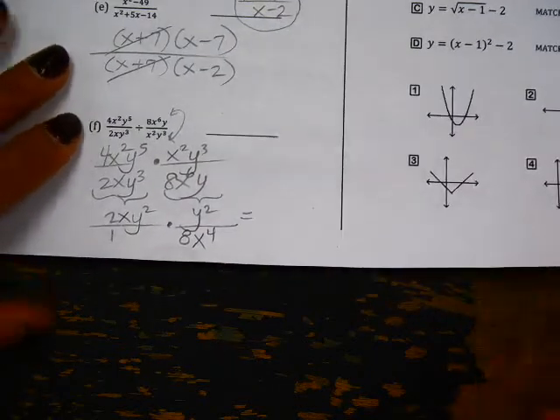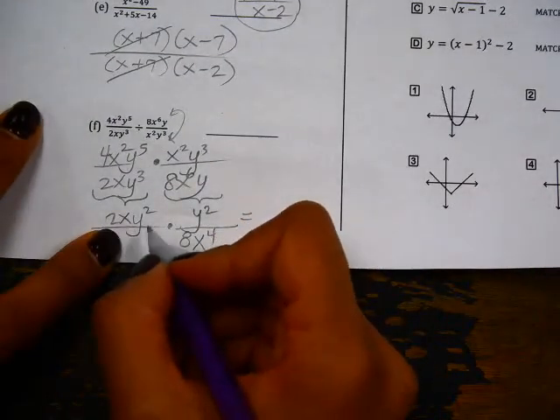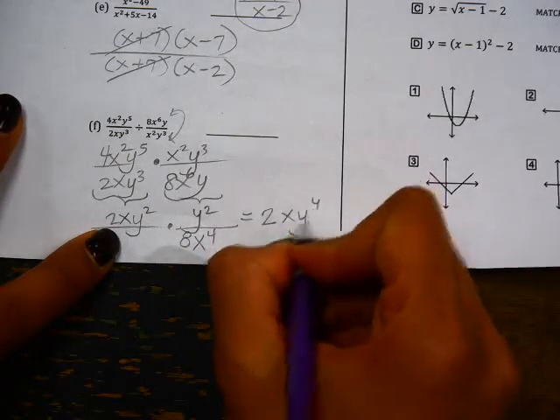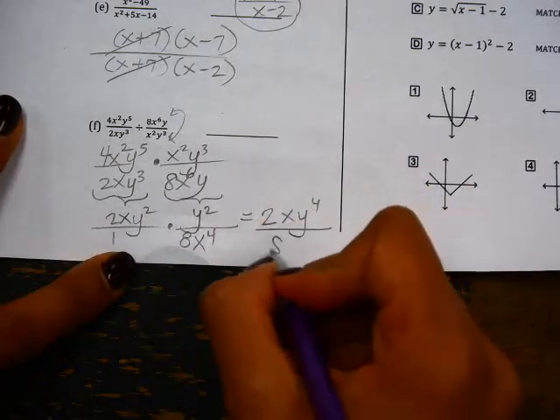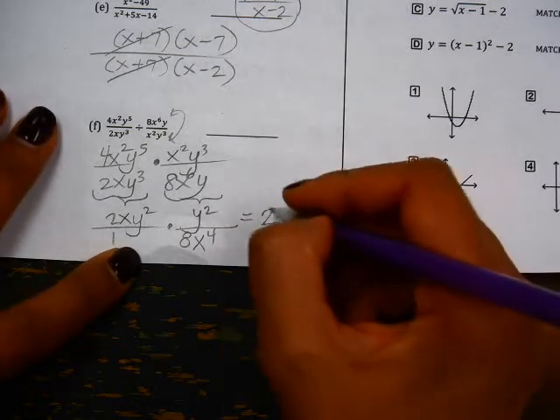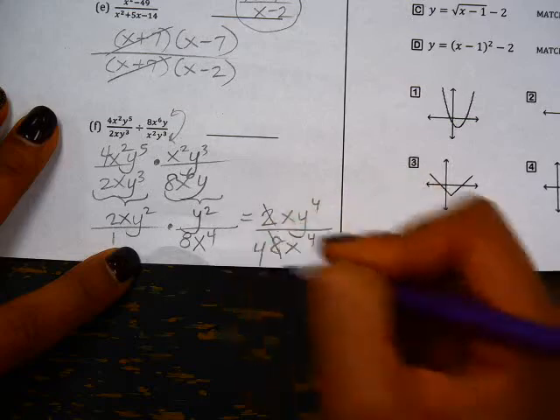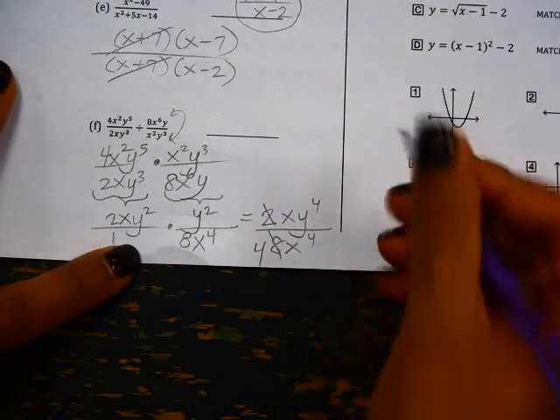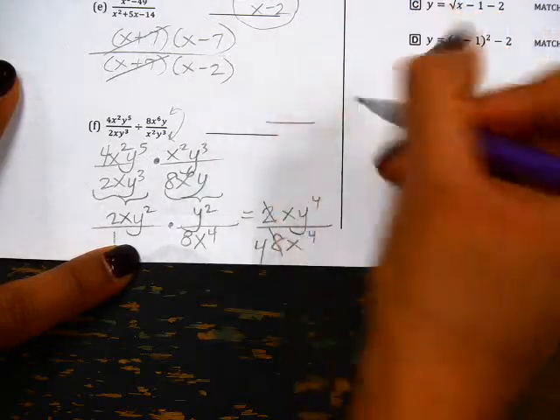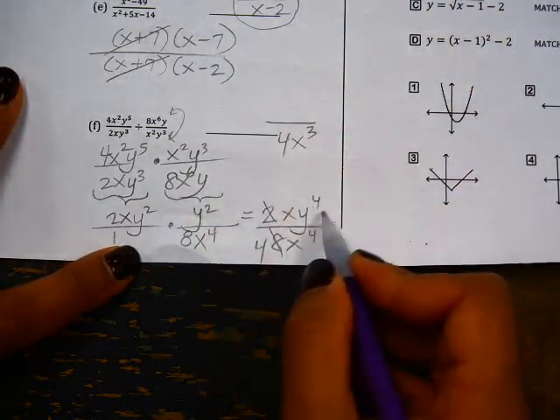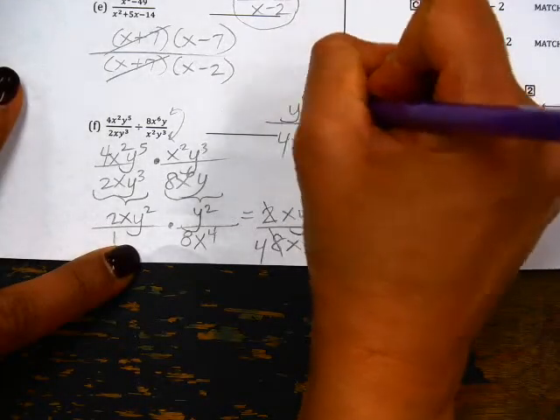So if we continue to simplify, we have in the numerator 2x y to the 4th over 8x to the 4th. And then we can still reduce here. The 2 goes into 8 4 times. And then we have an x up here and an x to the 4th down here. So that would leave x cubed in the denominator, a 4 in the denominator, and then a y to the 4th in the numerator.